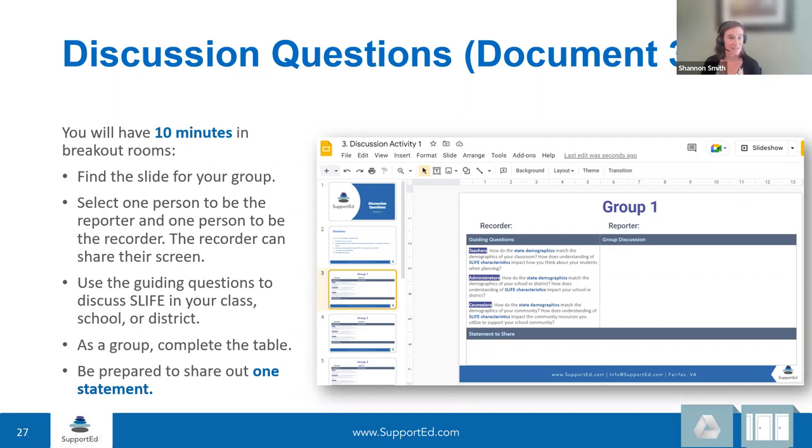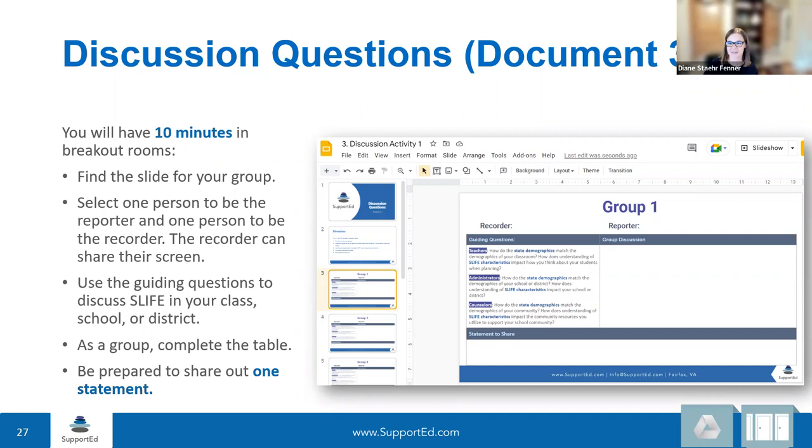Shannon, can you tell us how you know what group, what number slide to locate? When you get sent to your breakout group, each breakout group will have a number. You can always find that at the top left hand of your screen as well. Then you find the number slide that corresponds to your group, and you'll fill that in. You'll fill in some notes on the group discussion, but really, like Shannon said, pulling together that one statement that you're prepared to share at the bottom will be important as well.